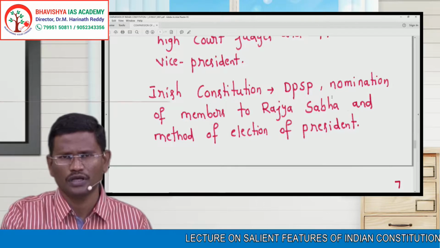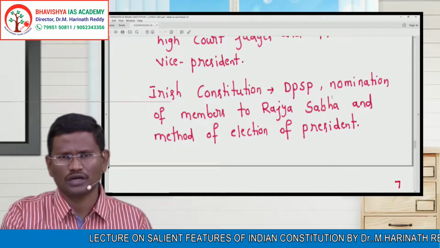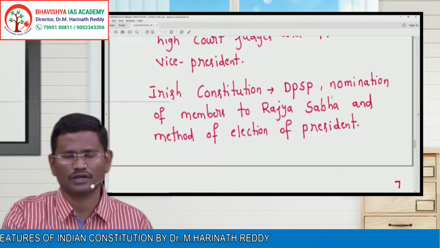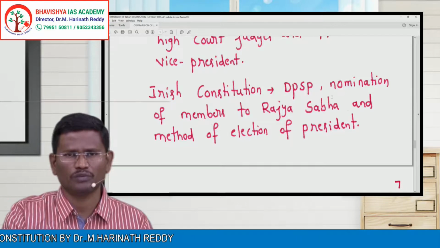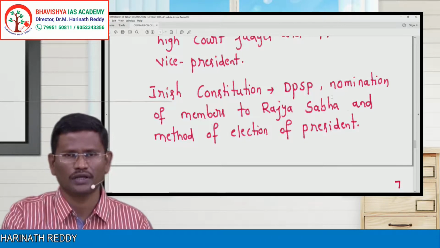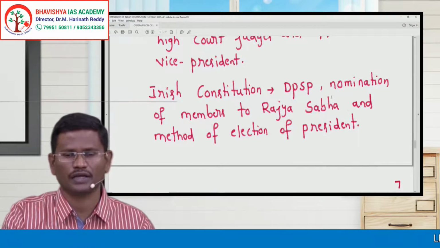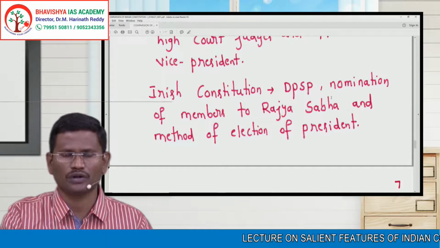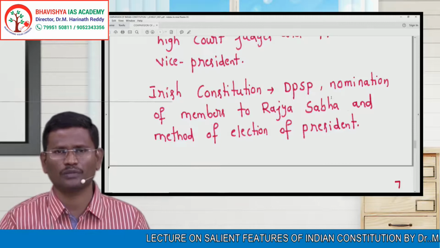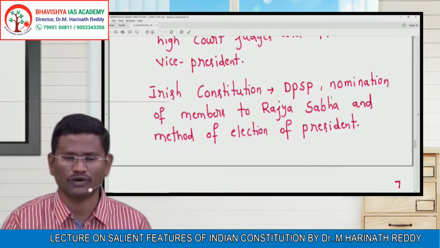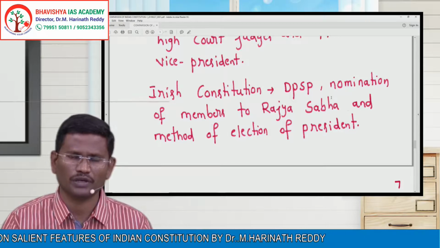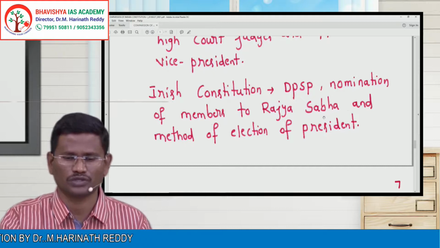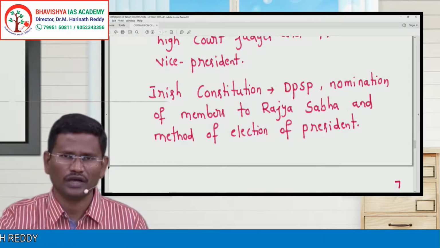In addition to that, in the upper house in the parliament, which is called Rajya Sabha, some of the members are nominated, some are indirectly elected. Rajya Sabha is composed of 245 members, out of which 12 are nominated. The remaining are indirectly elected. So the nomination of members to Rajya Sabha is done by the president on the advice of the union government. So this is borrowed from the Constitution of Ireland. Nominating the members of Rajya Sabha by the president on the advice of the union government is borrowed from the Irish Constitution.